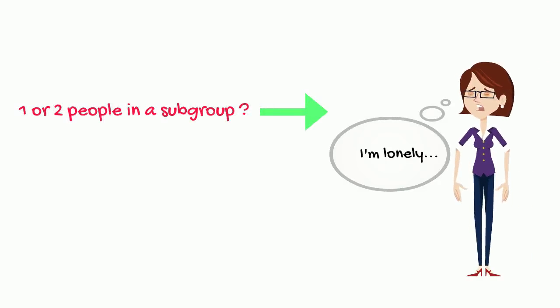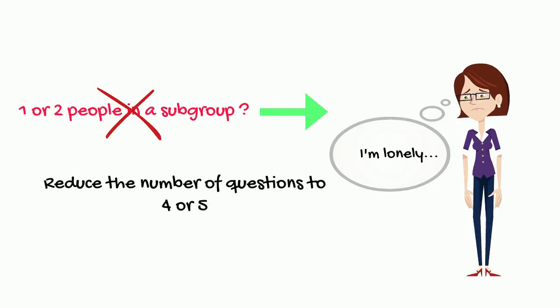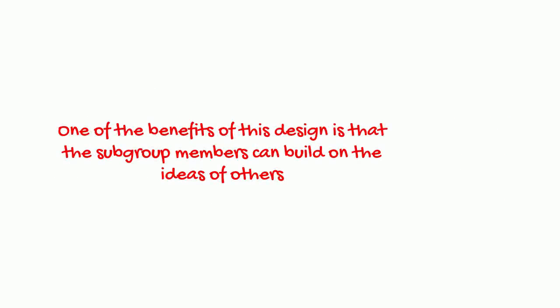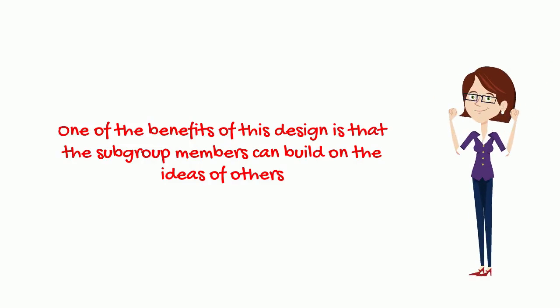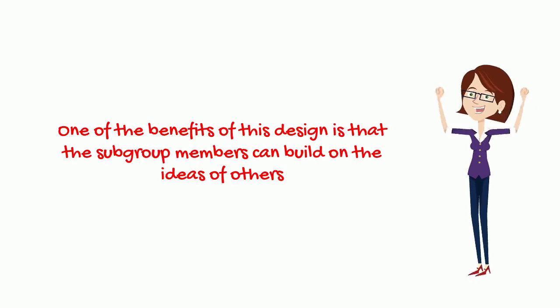As the group starts to get smaller, instead of having only 1 or 2 people in a subgroup, it is better to reduce the number of questions to 4 or 5. After all, one of the benefits of this design is that the subgroup members can build on the ideas of others.